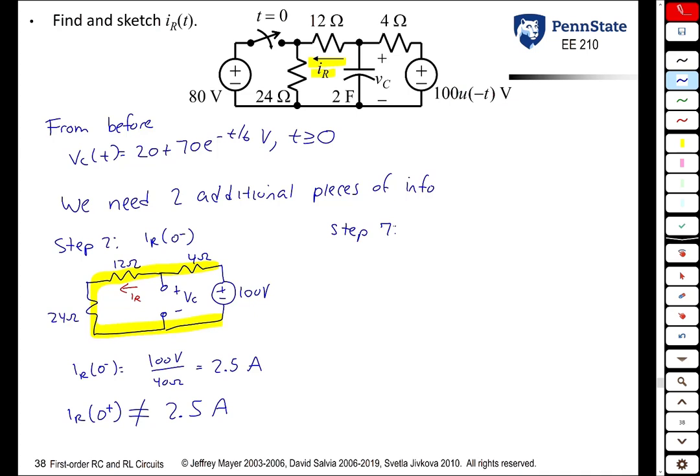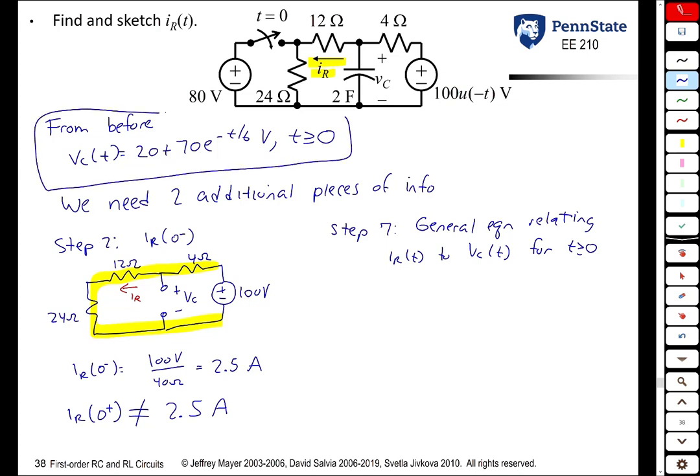The other piece of information we need is from step 7. We need a general equation relating IR of t to Vc of t for t greater than or equal to 0. We already have Vc of t, so once we get this general equation from step 7, we can just plug this value of Vc of t into that general equation to get a general equation for IR of t for t greater than or equal to 0. Turns out this is a fairly easy step in this particular problem.